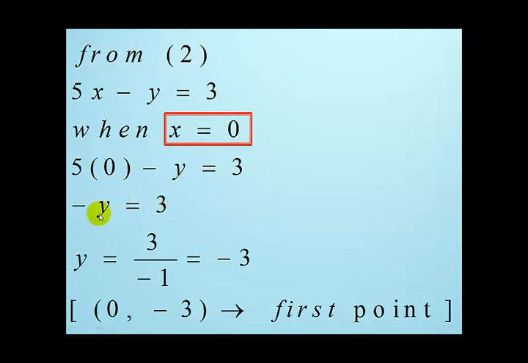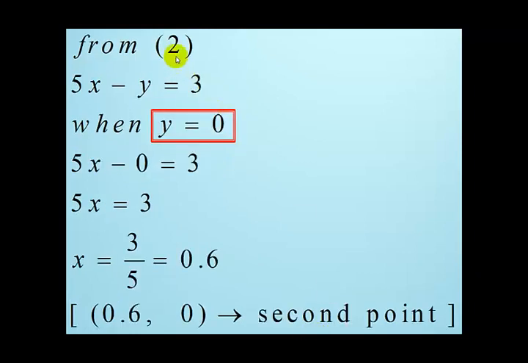Now we divide both sides by minus 1 so that we can have y but not minus y, because we are making y the subject, not minus y. So dividing the left hand side by minus 1, we are left with y. And dividing the right hand side by minus 1, we have 3 divided by minus 1, and the answer is minus 3. The x coordinate is 0 and the y coordinate now is minus 3. So it means that 0, minus 3 is the first point on the second line from the second equation.